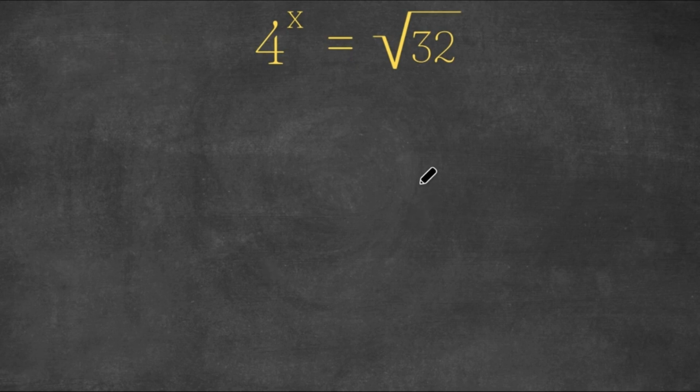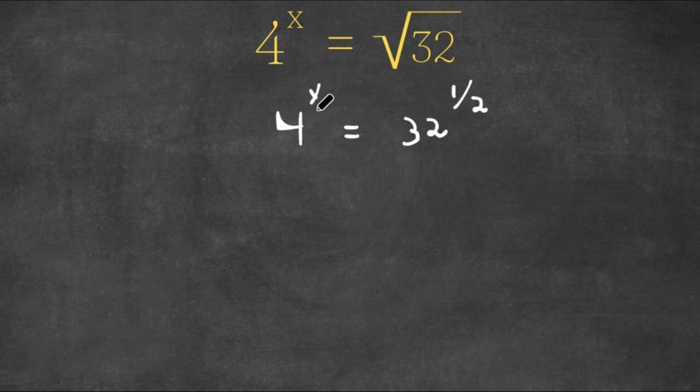In today's video, I'm going to be teaching you guys how to solve this exponential equation. So we have 4 to the power of x is equal to the square root of 32. Now, the square root of 32 is the same thing as 32 to the power of 1/2. The square root is the number to the power of 1/2. So this is still equal to 4 to the power of x.